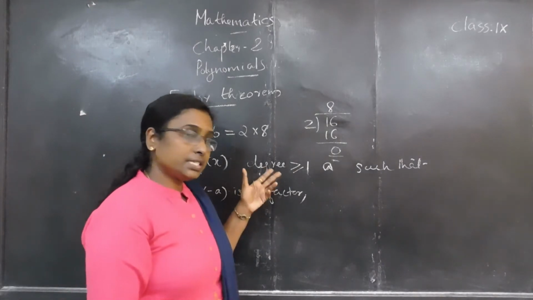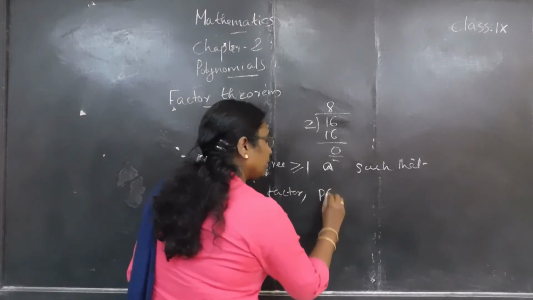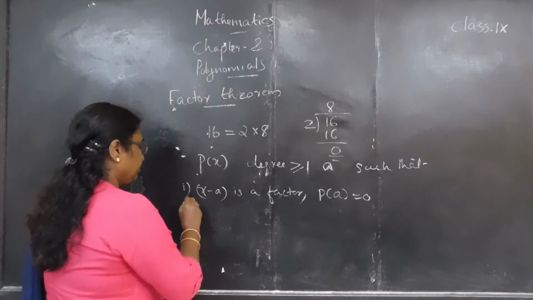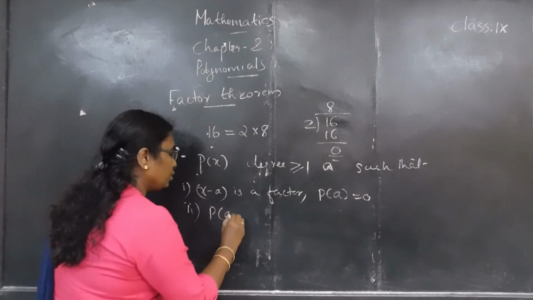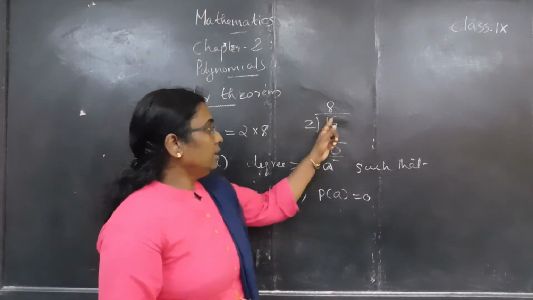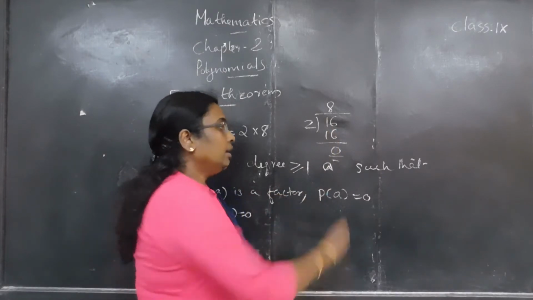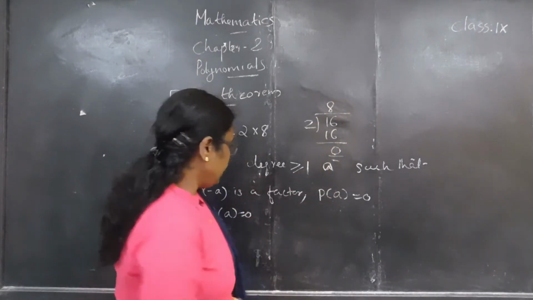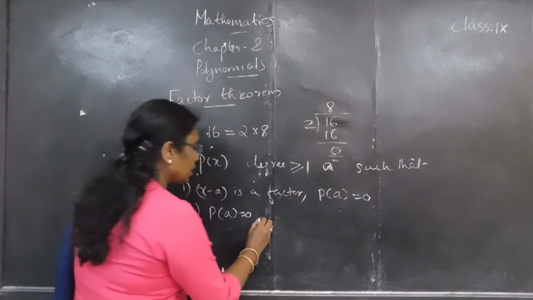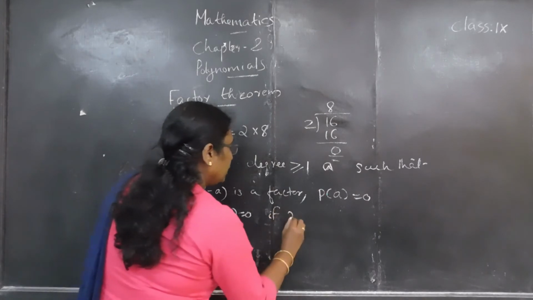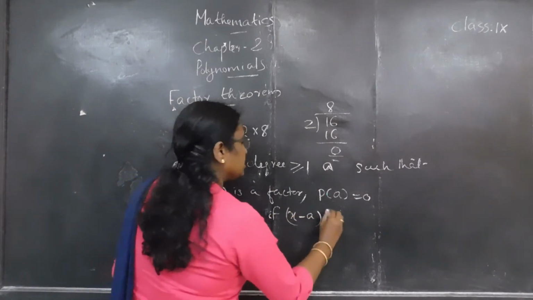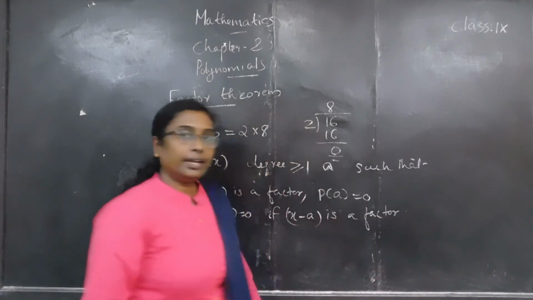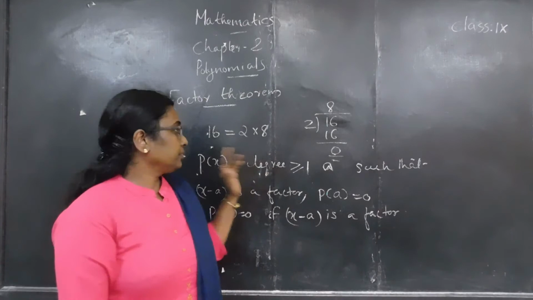Therefore, P(a), the remainder, equals 0. Here P(a) means the remainder. If the remainder equals 0, then 8 is a factor. Similarly, if the remainder equals 0, then x minus a is a factor. Okay, this is the factor theorem.